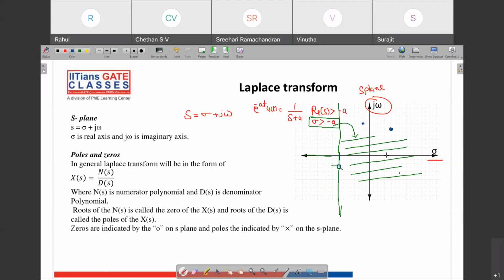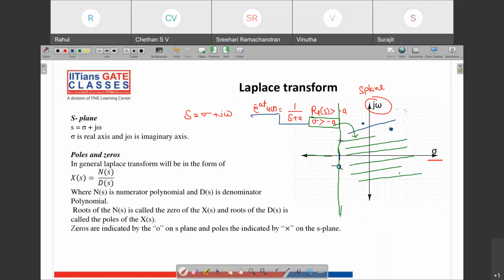So on the right side, any point you pick up on the right side of this vertical line will correspond to sigma greater than minus a. So this is the region, or you can say the right side of this vertical line is the region where this Laplace transform is converging.